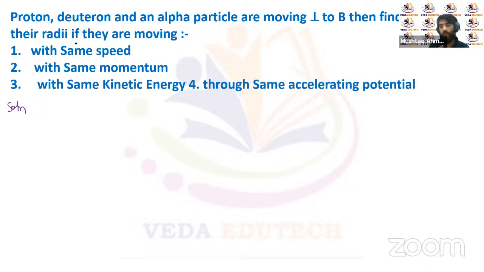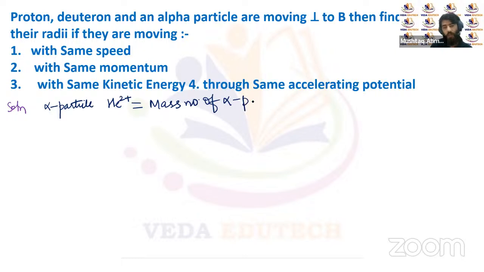And then the alpha particle. We call it a helium nucleus, or He2 positive. If we remove 2 electrons from the helium atom, we get the alpha particle. So the mass number of the alpha particle is equal to the mass number of helium, that's 4. And the charge of this alpha particle is 2 units.